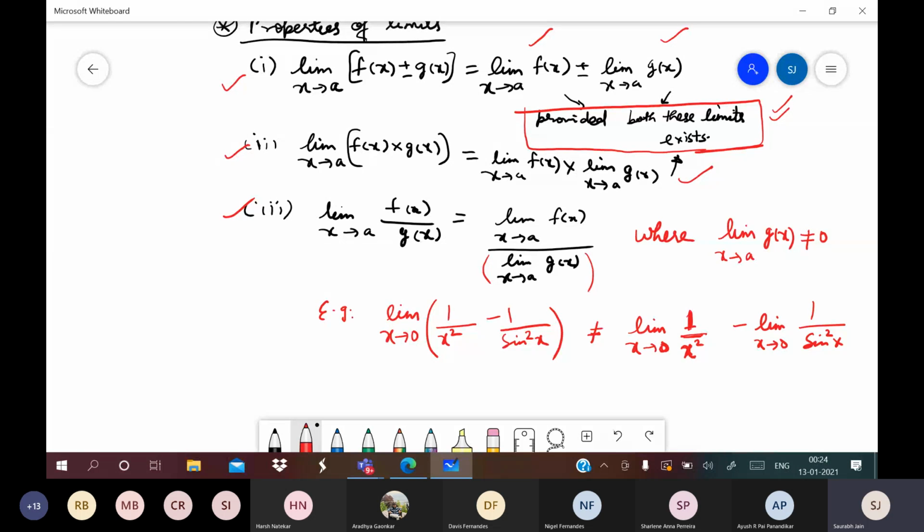What does it say? It says that you can distribute this symbol provided both the limits exist. So what do you observe? When you distribute this symbol, the first limit itself is not existing. So writing it like this will be wrong. Hence I am writing not equal to. I have put this not equal to sign here in between. I hope this is clear.